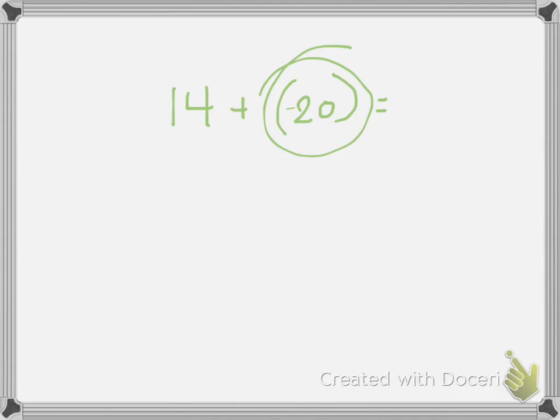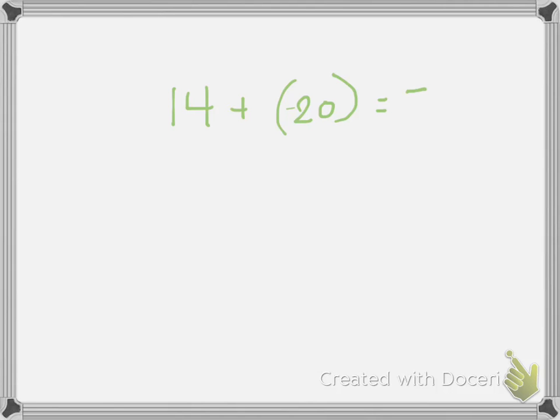For adding, you want to do the same thing. You want to look at, are the signs of your numbers the same or different? In this case, again, my numbers have different signs. 14 is positive and 20 is negative. When you're adding and the signs are different, the greater number determines whether your amount will be positive or negative. Because 20 is negative, I know my answer is going to be negative.